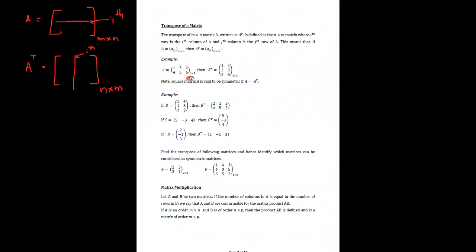And now you can see that for the initial matrix, the order is given as 2 by 3, but its transpose has become 3 by 2. That's why I initially said that the rows are interchanged with columns. Therefore, the number of rows will be converted into the number of columns, and the number of columns will be converted into the number of rows in the transpose of a matrix.